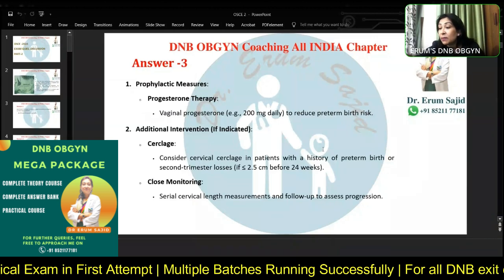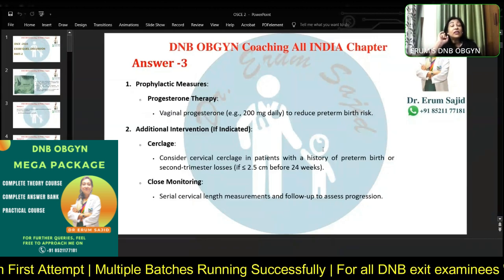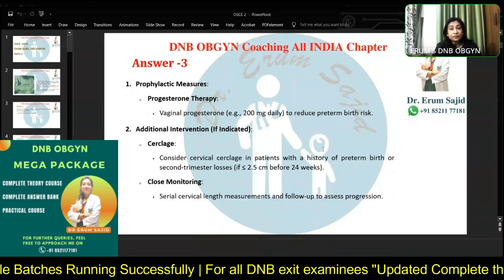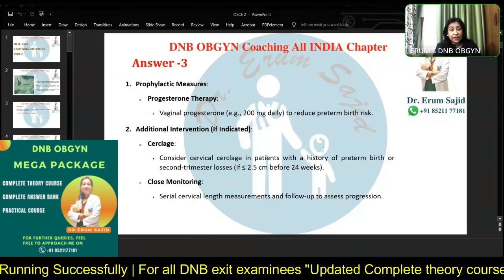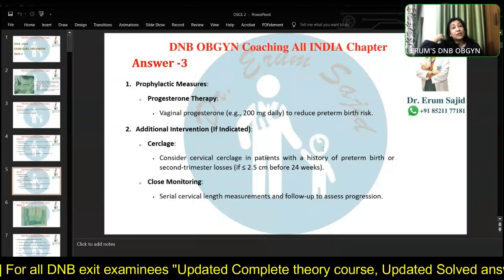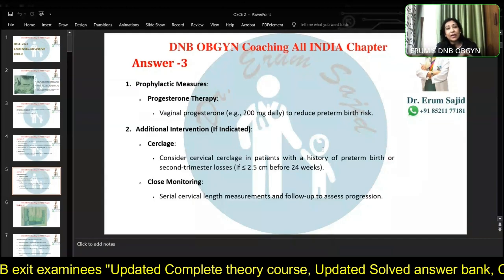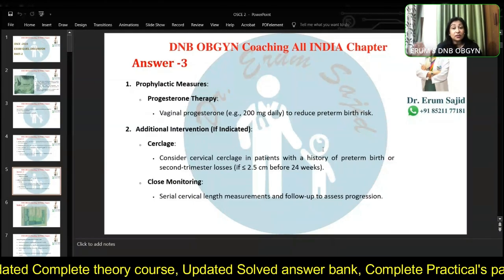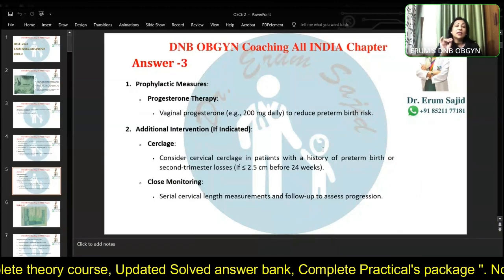Everybody, please remember, this is the latest guideline. You will give her vaginal progesterone 200 milligrams daily, basically to reduce the preterm birth rate, number 1, and cervical cerclage only for those patients who've had a previous history of preterm loss. This is in the Green-top guidelines, the guideline which we all consider the biggest guideline. So yes, this is what you'll do.